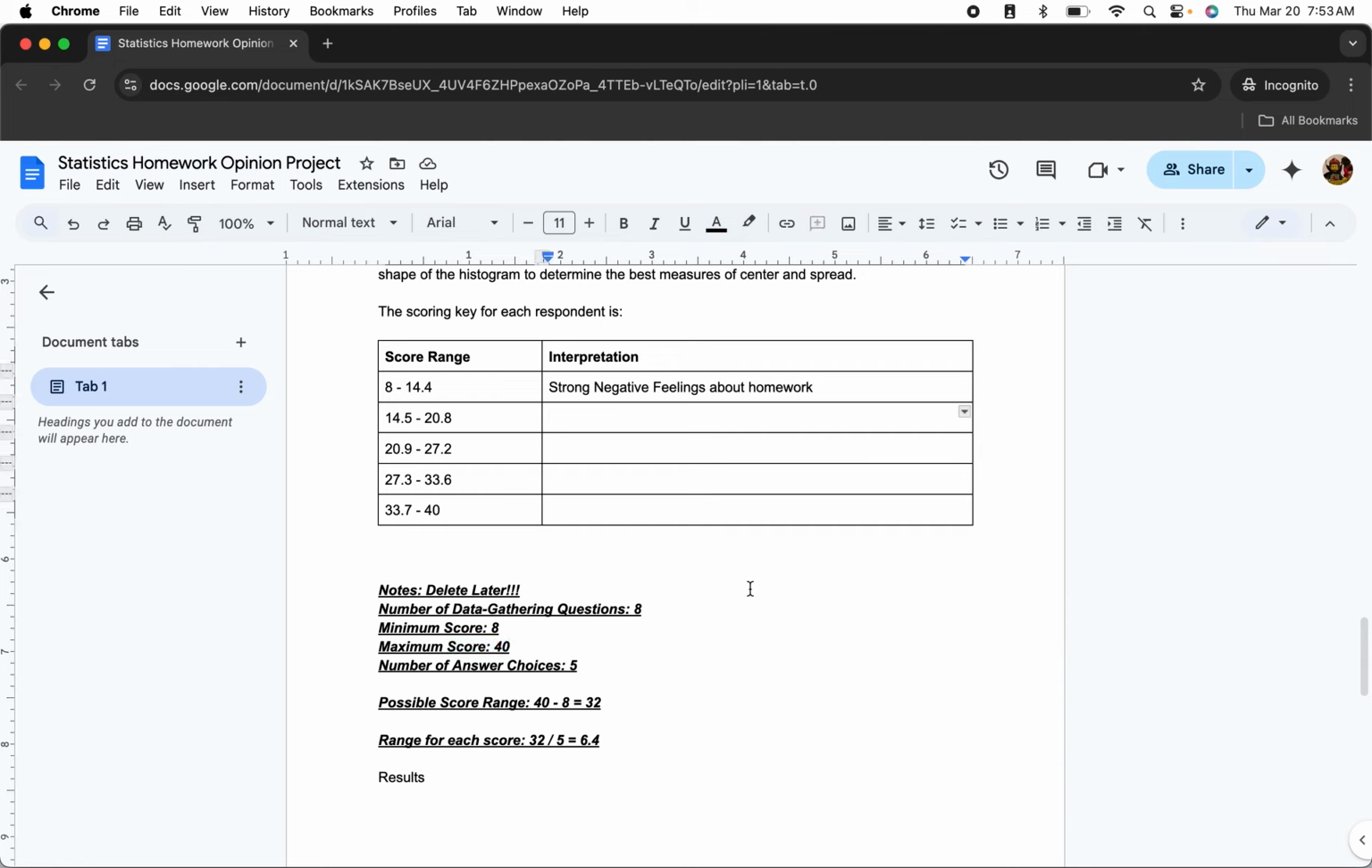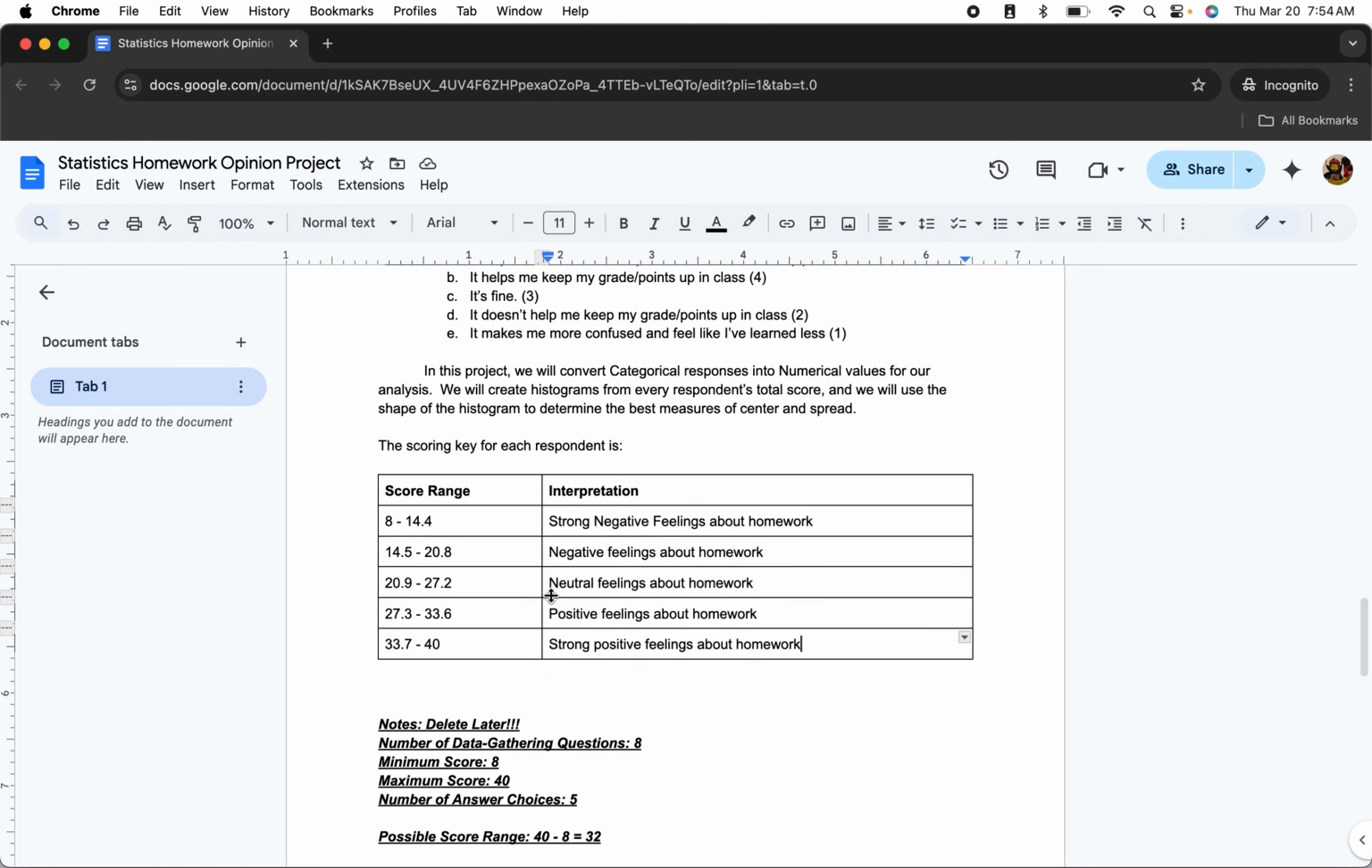And for my interpretations, continuing on from there, instead of just strong negative feelings, we will have negative feelings about homework. In the middle would be neutral feelings about homework. After that, we start getting into positive feelings about homework. And then finally, strong positive feelings about homework. So these are the possible ranges that we get.